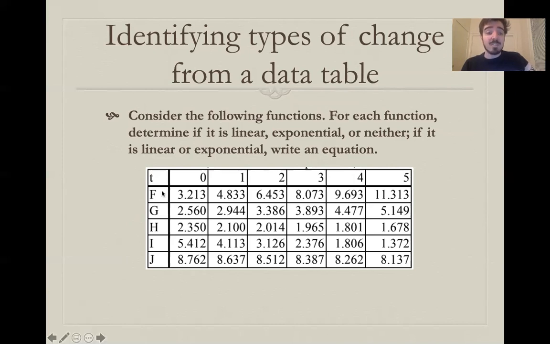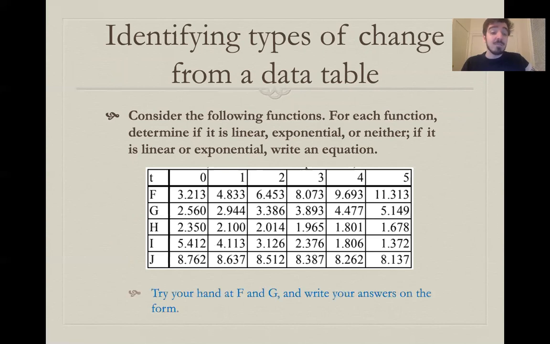So the way these work is that we've got functions f, g, h, i, j, and then this table is tracking what quantity f, say, is at period 0, 1, 2, 3. So it goes from 3.213 to 4.833, and so on. So what I'd like y'all to do on the form is try this on your own, just f and g. Look and see, is f linear, is it exponential, is it neither? If it's linear or exponential, tell me which one it is, and then write an equation representing that change. Okay. So pause and do that.